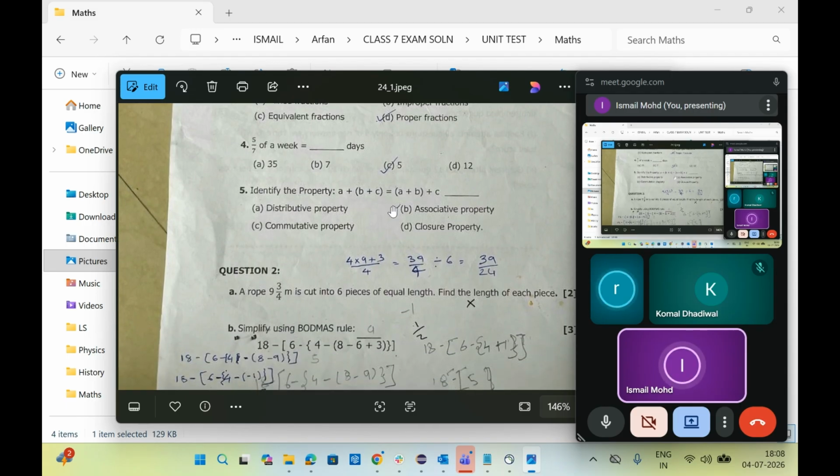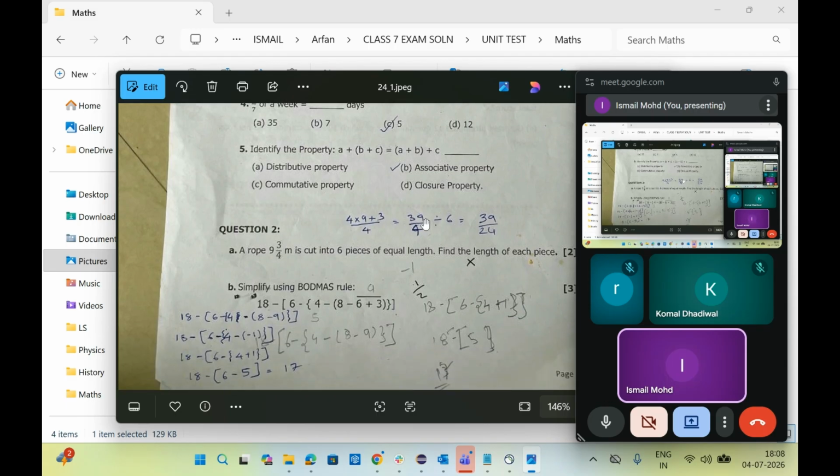Okay, 5 by 7 of a week is dash days. So a week has 7 days, and you have to multiply. Whenever 'of' comes, it means you have to replace it with multiplication. So 5 by 7 times 7 days. The 7s get cancelled. So it is 5 days. That is the answer.